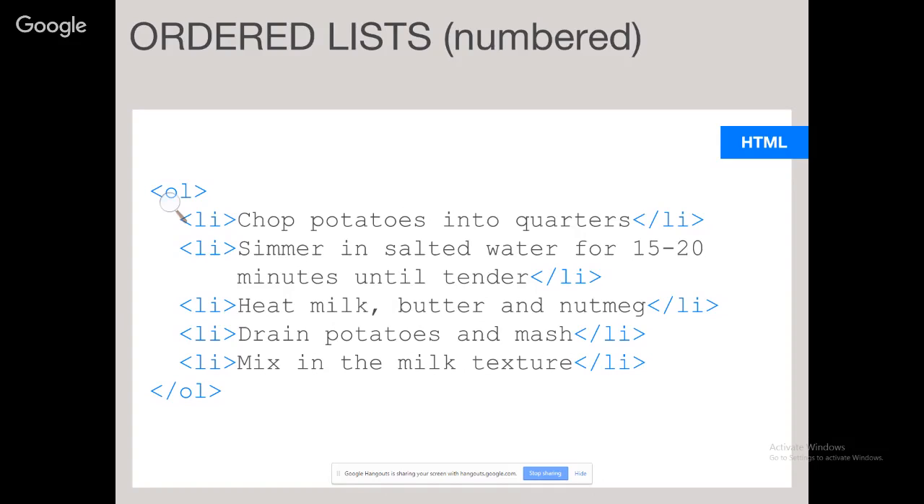So you're going to open the OL tag and close it, and then you're going to open the list item and close it. So start with one. And it doesn't even have to be a long chopped potato. Just put item one, for example, in there. Are you guys still in the question?